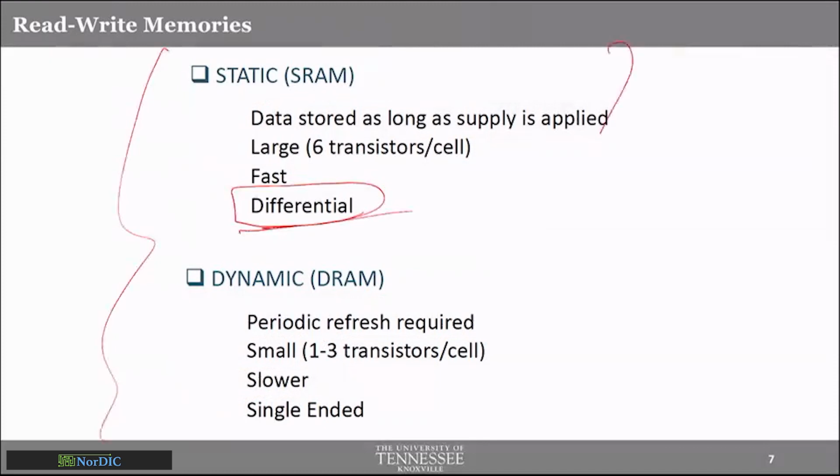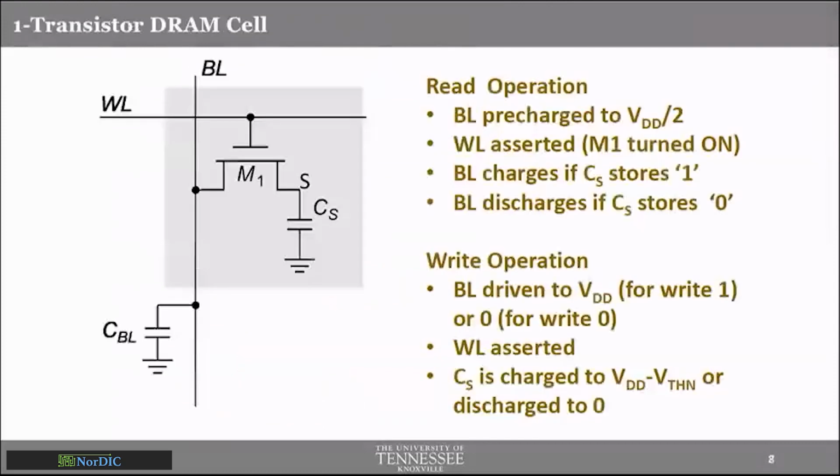So these are just key points that we need to keep in mind about SRAM and DRAM, and all of this will make more sense once we learn about the structures. So let's start from the simple one, the DRAM, which has just one transistor. So you have one transistor and a capacitor.